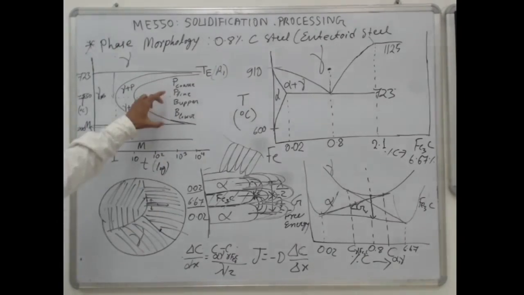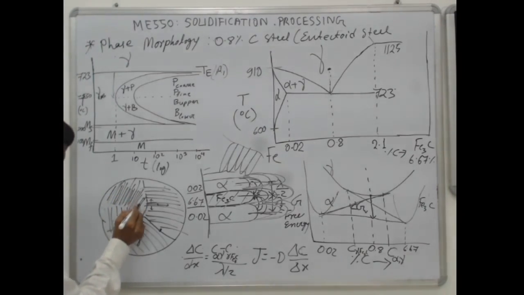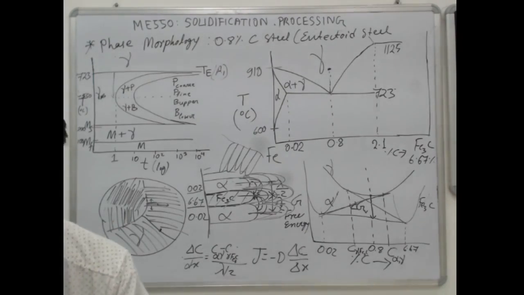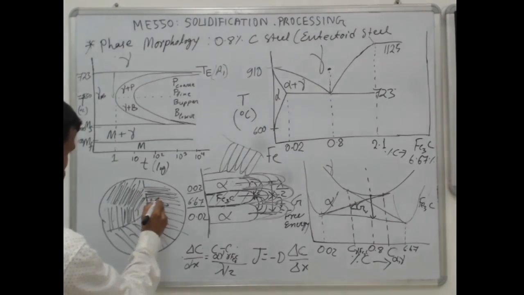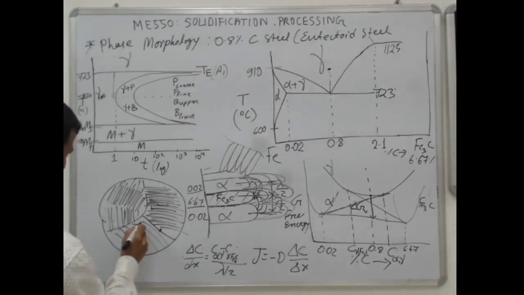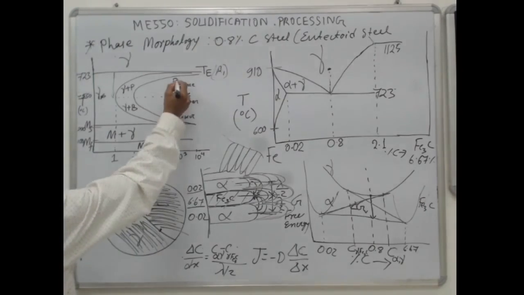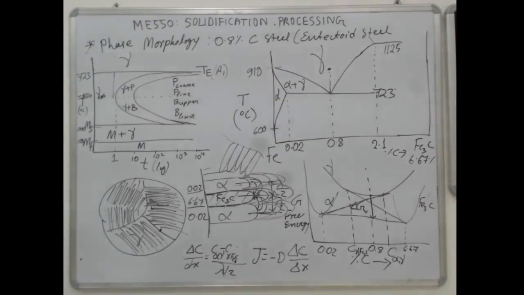Now fine pearlite means the interlamellar spacing will be small, very small, compared to coarse pearlite. Sometimes you may get broken lines also. This line might get broken somewhere, but the spacing will be less. So this is coarse pearlite and fine pearlite.